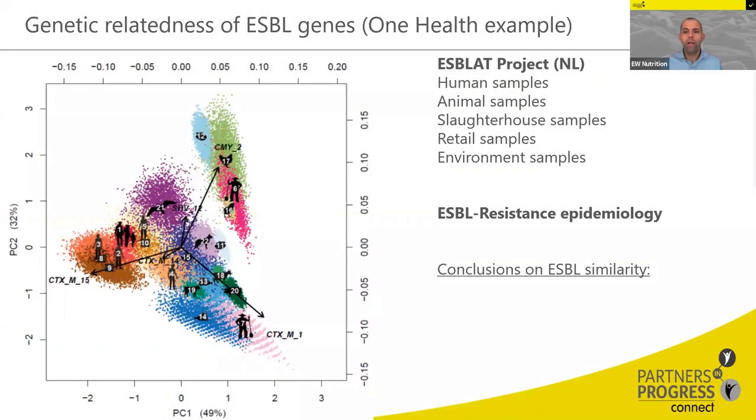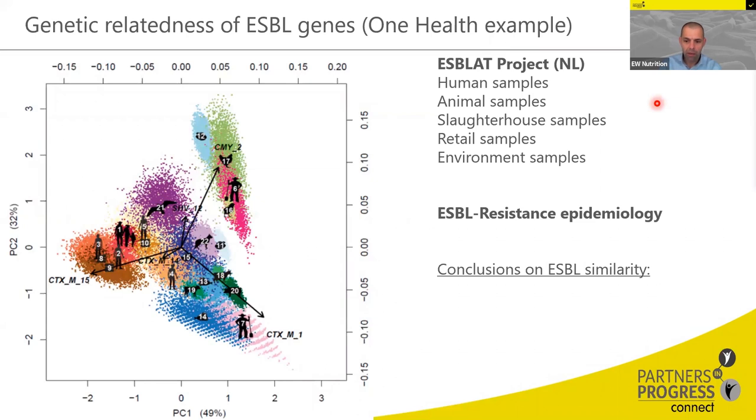Now, to study the relation between AMR in animals and people, it requires projects in which institutes collaborate over long periods of time. This here is an example of a large epidemiological study on extended spectrum beta-lactamases, in short ESBLs, conducted in the Netherlands. It involved the sampling and genetic analysis of various sample types. So how does it work?